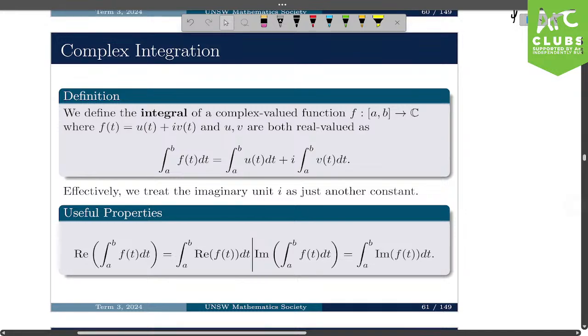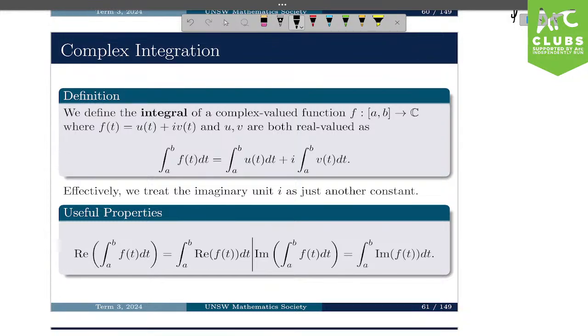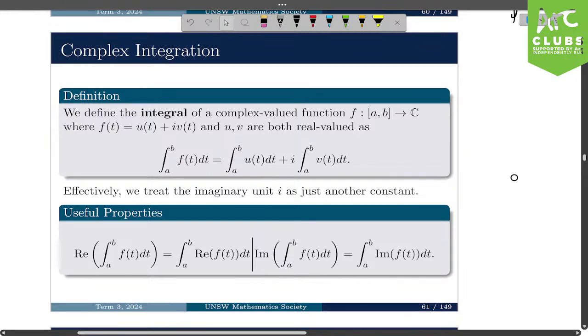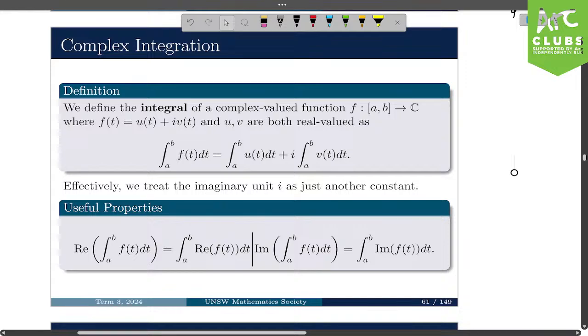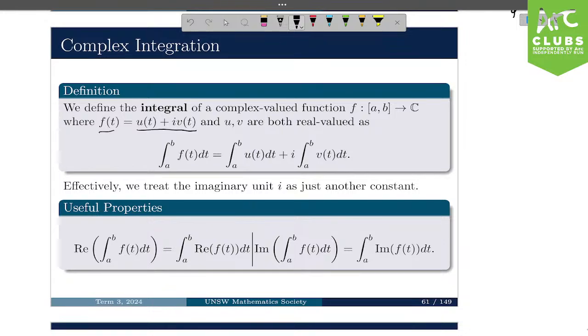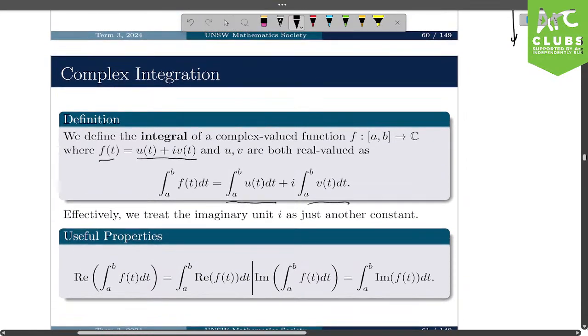So we go on to complex integration. We're defining the integral of a complex valued function that has as input a real value and as output a complex value, with real component u and imaginary component v. Luckily, when we take these sorts of integrals, we can just integrate the components separately. That turns this complex integral into just two real integrals. Very easy. Effectively, we're just treating the imaginary unit i as just another constant.